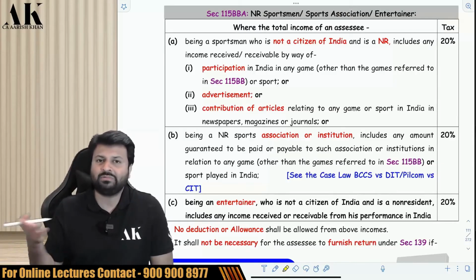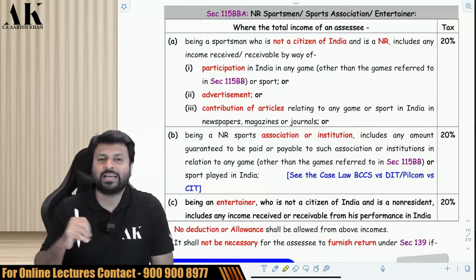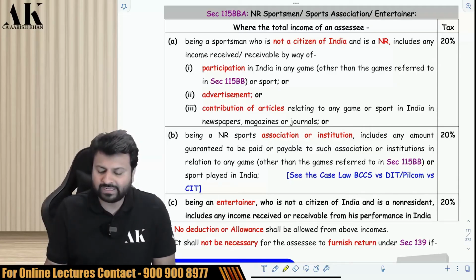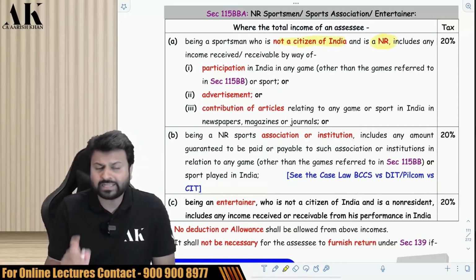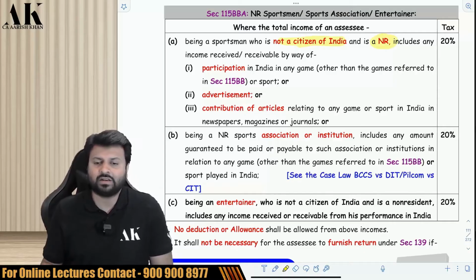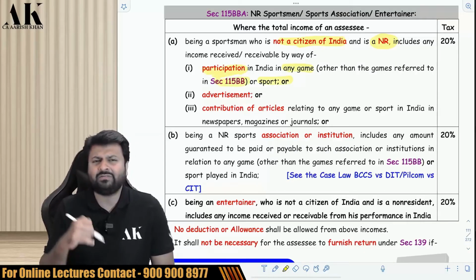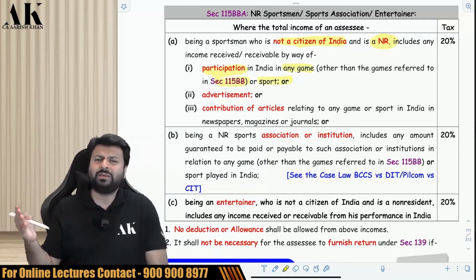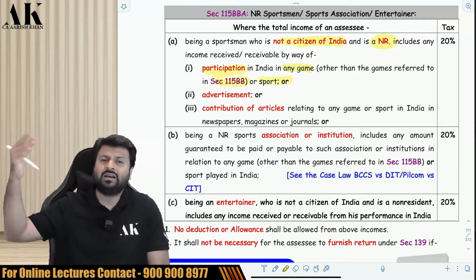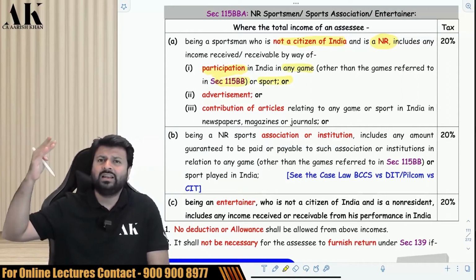Now, the ideal time to discuss this particular provision is because IPL is going on these days. So, if there is a non-resident who is not a citizen of India, and he participates in any game or sport other than the game referred to in 115BB. What are the games referred to in 115BB? Those are all casual games like your crossword, like your Ludo, etc.